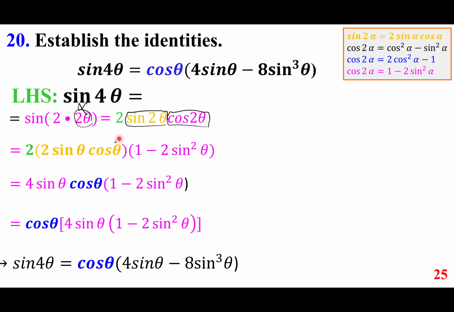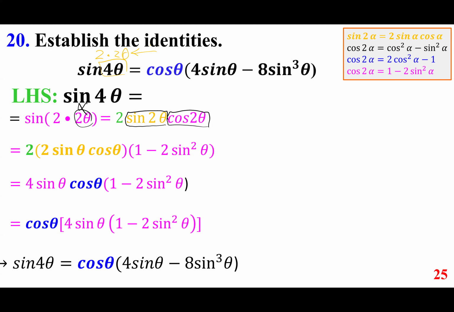And we're done with that. As far as the second method, you can start from the right-hand side and get to sine 4 theta. Ultimately, what you have to recognize is this means 2 times 2 theta. And you can think of 2 theta as alpha. You know what I mean?